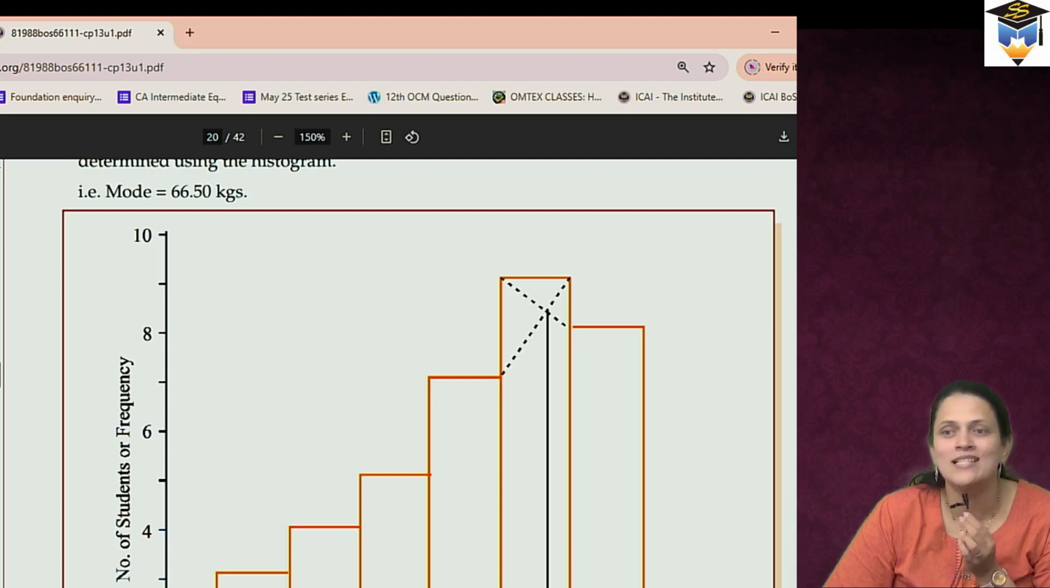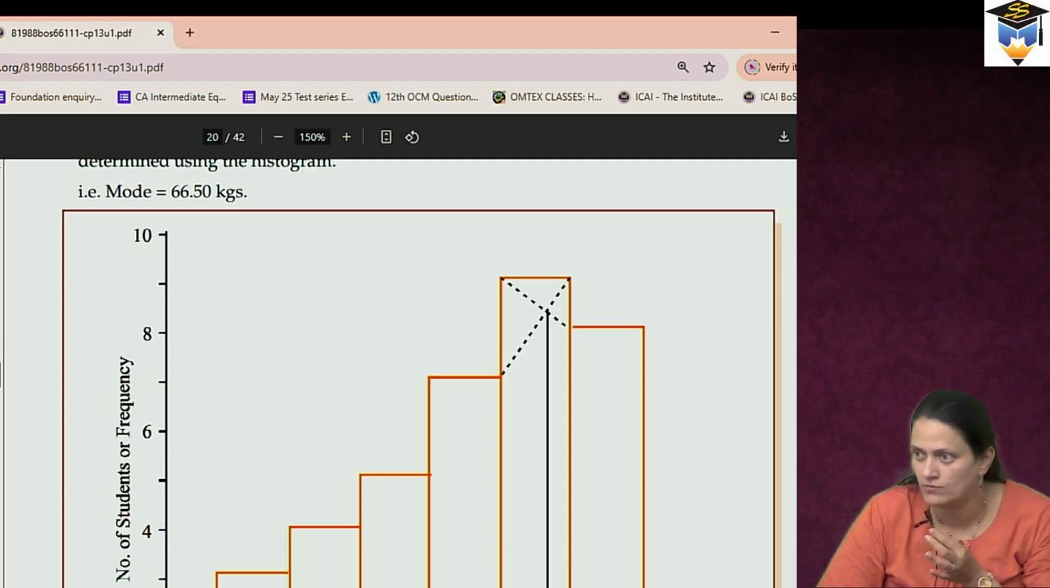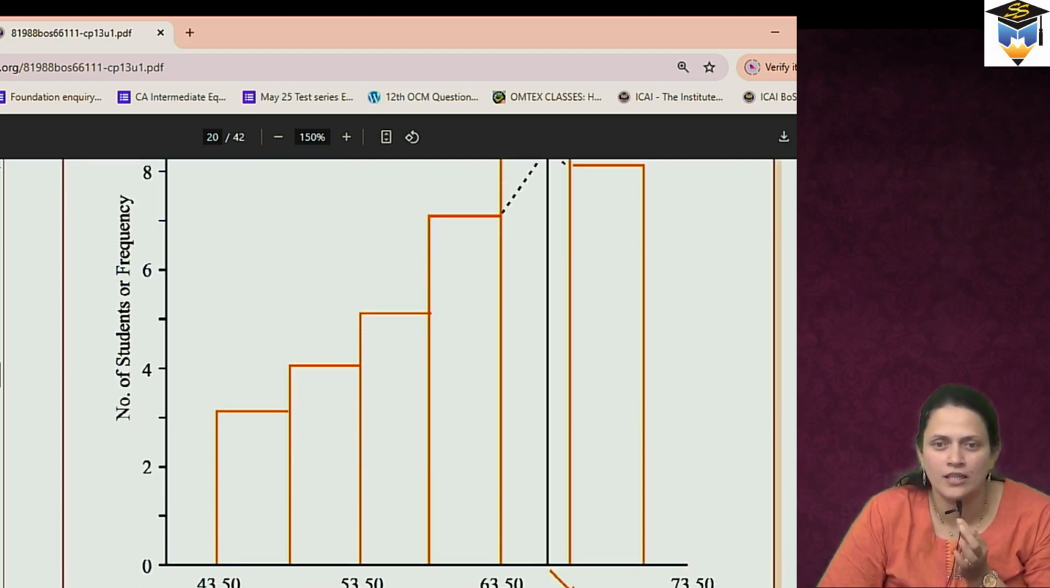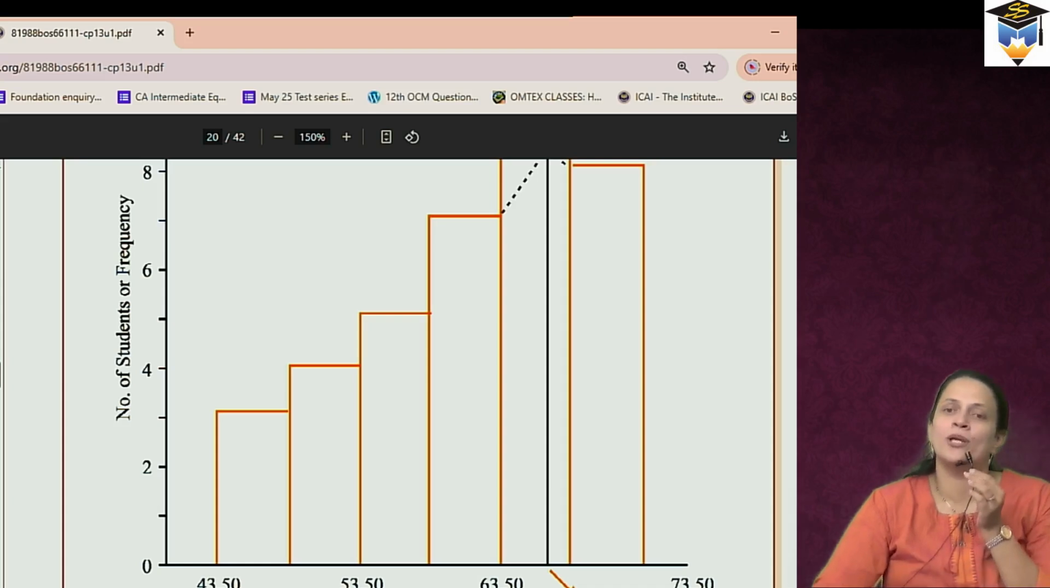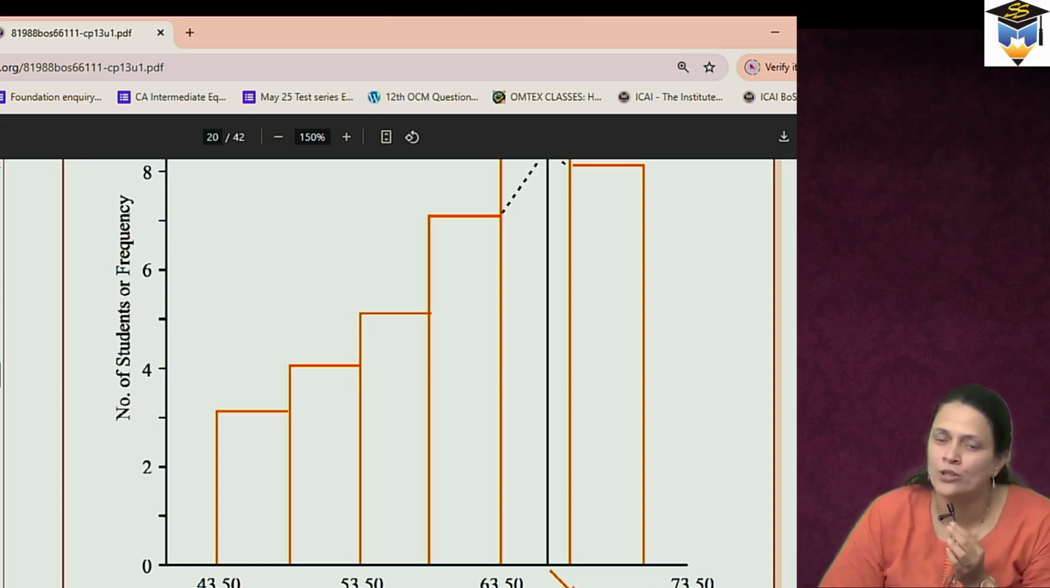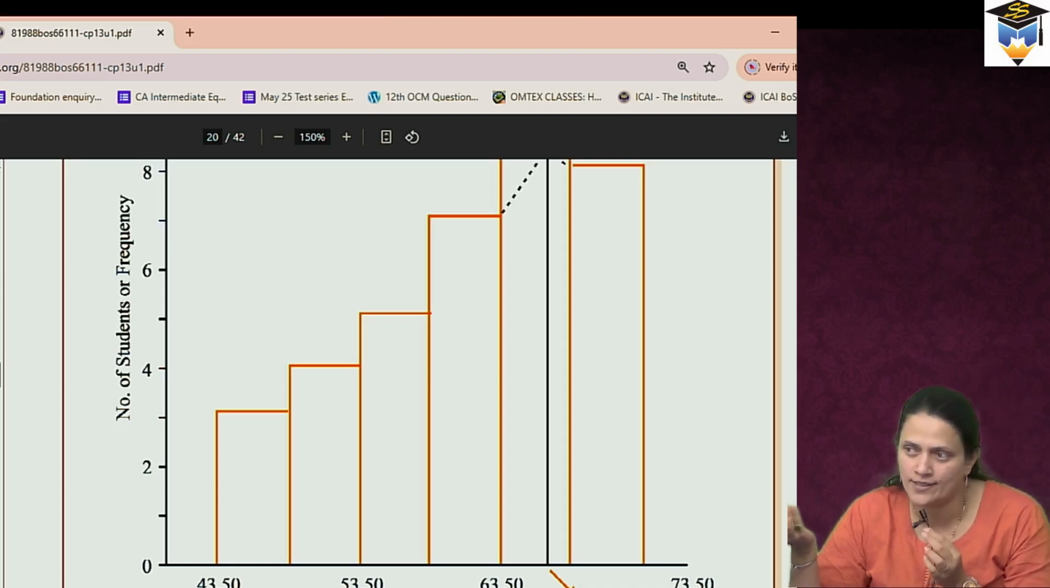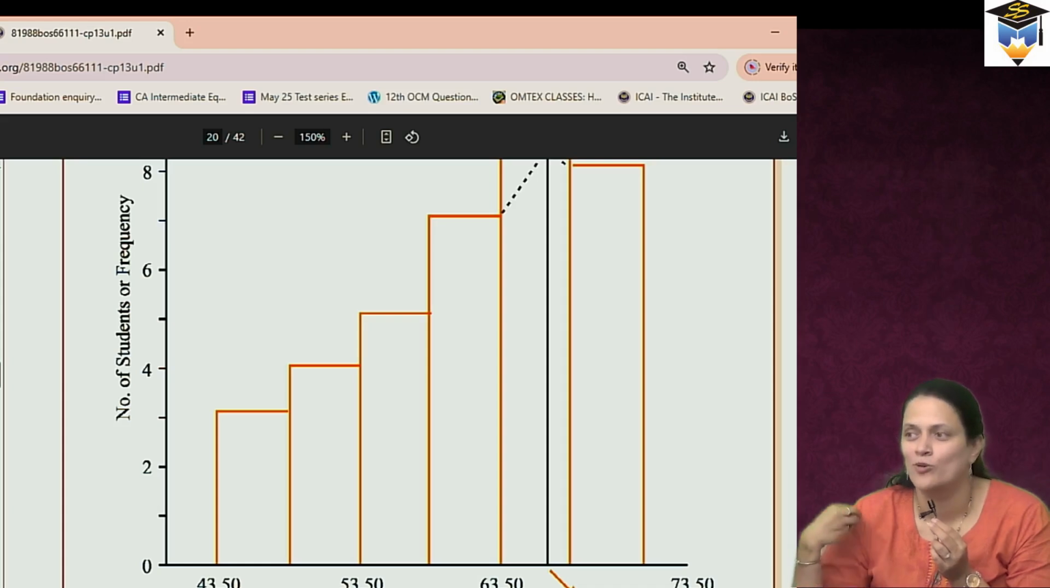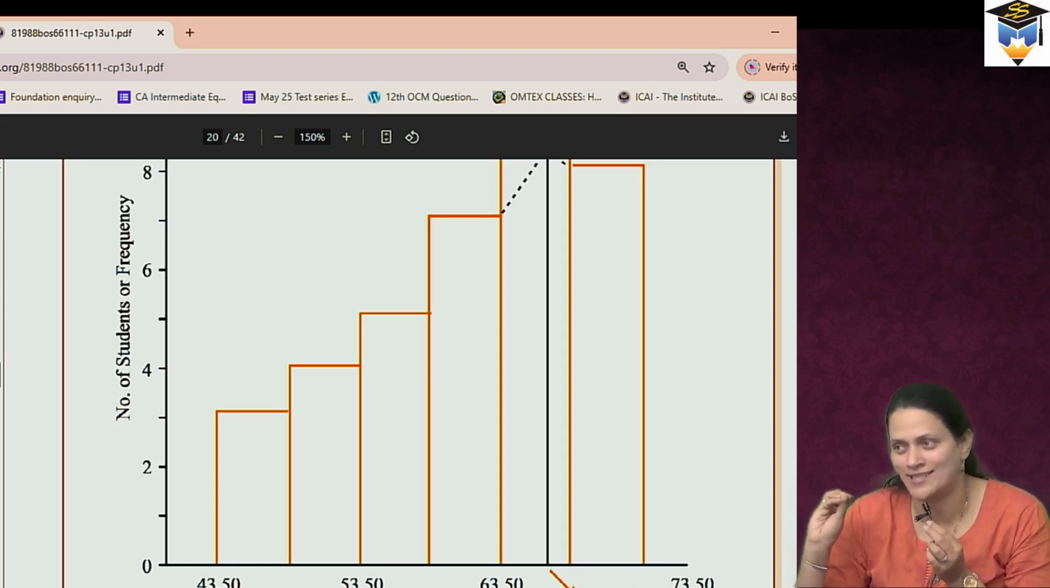Go home, please read through what I have told you so that it remains with you, which is very important, because while solving questions you should know how to convert data into a continuous group frequency, what is the minimum, what is the maximum, what is class length, what is upper class boundary, everything you should know. So tomorrow I am going to ask you, and then we will continue with the next part.